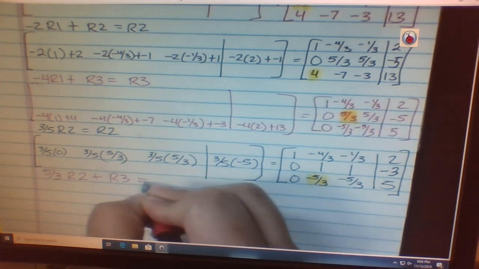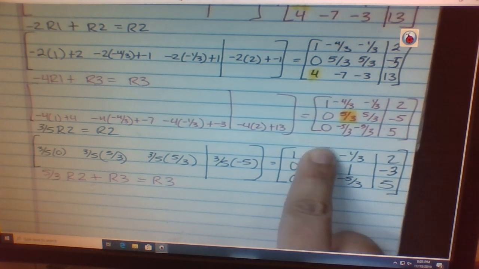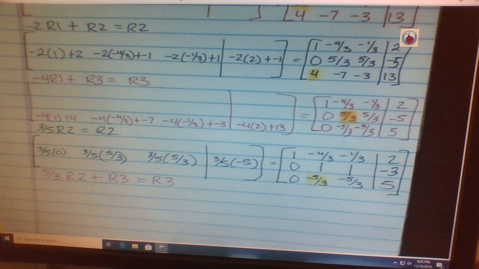Row 3. That gives you a new row 3. So if you ask yourself those questions: what number am I making? A 0. Which row has the 1 when I'm working with the middle column? This one, right on top of it. Row 2. What's the opposite of a negative 5/3? A positive 5/3.